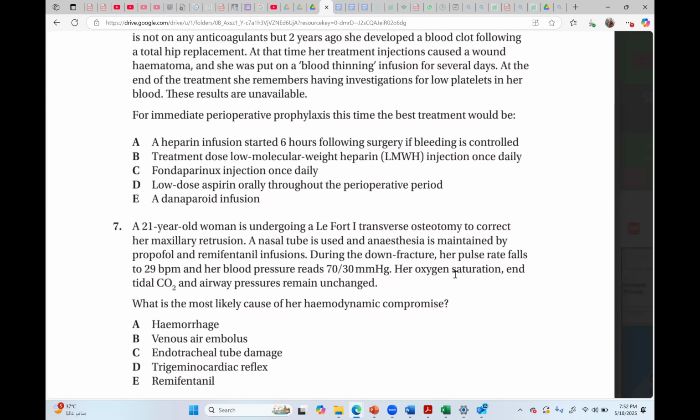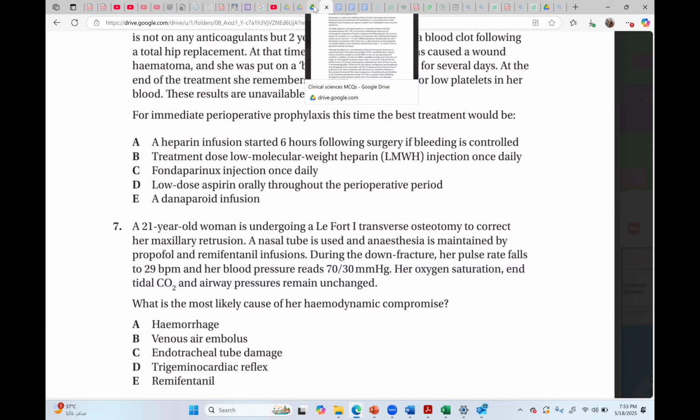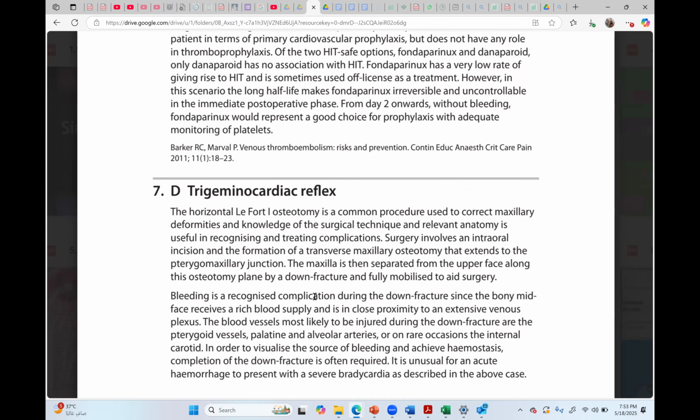So this is trigeminocardiac reflex. Remifentanil, by the way, can also cause bradycardia, but the picture will not be like this. If hemorrhage occurs, there will be tachycardia with hypotension. With venous air embolism, the end tidal CO2 will fall. Endotracheal tube damage will not present like this. So let's see what they have explained about trigeminocardiac reflex.